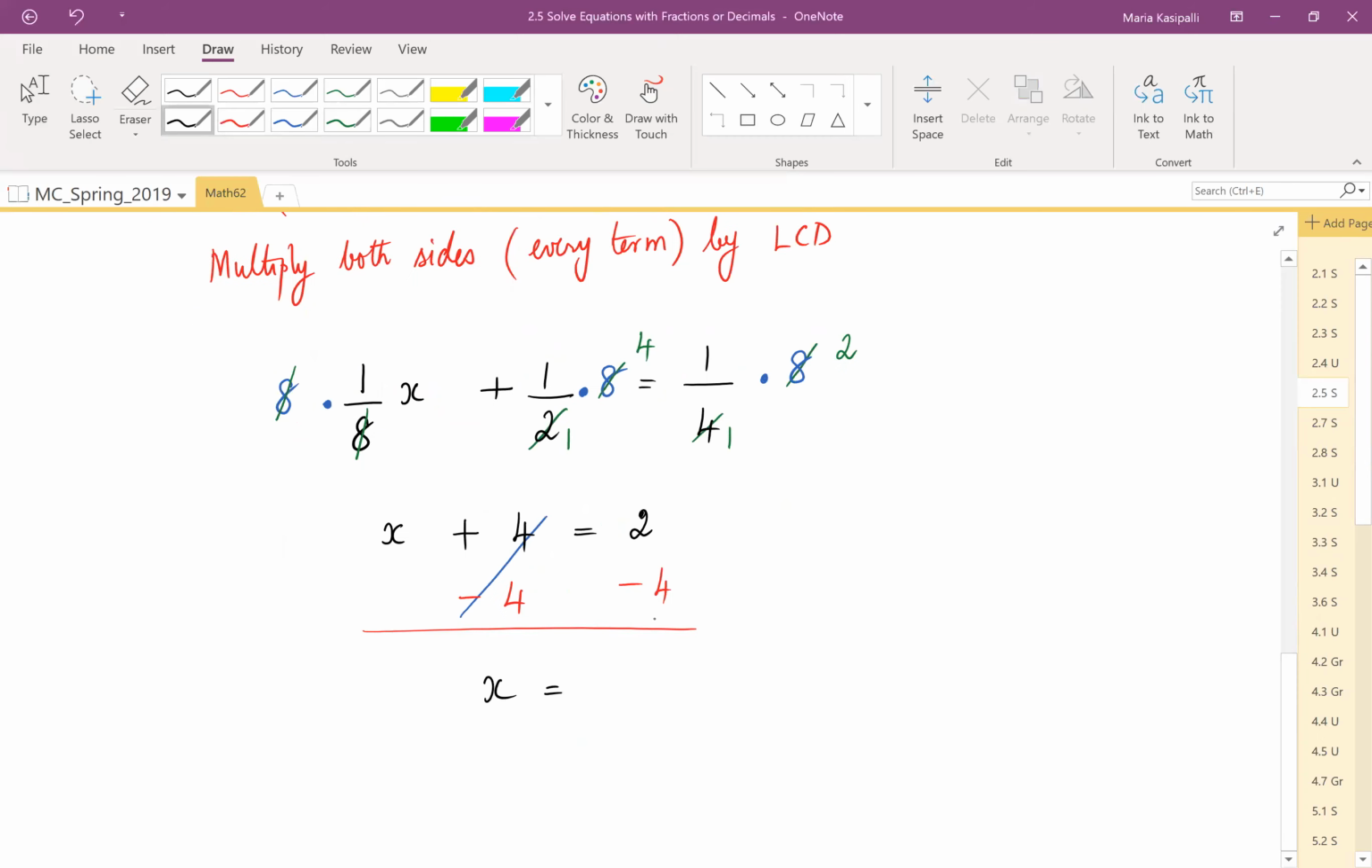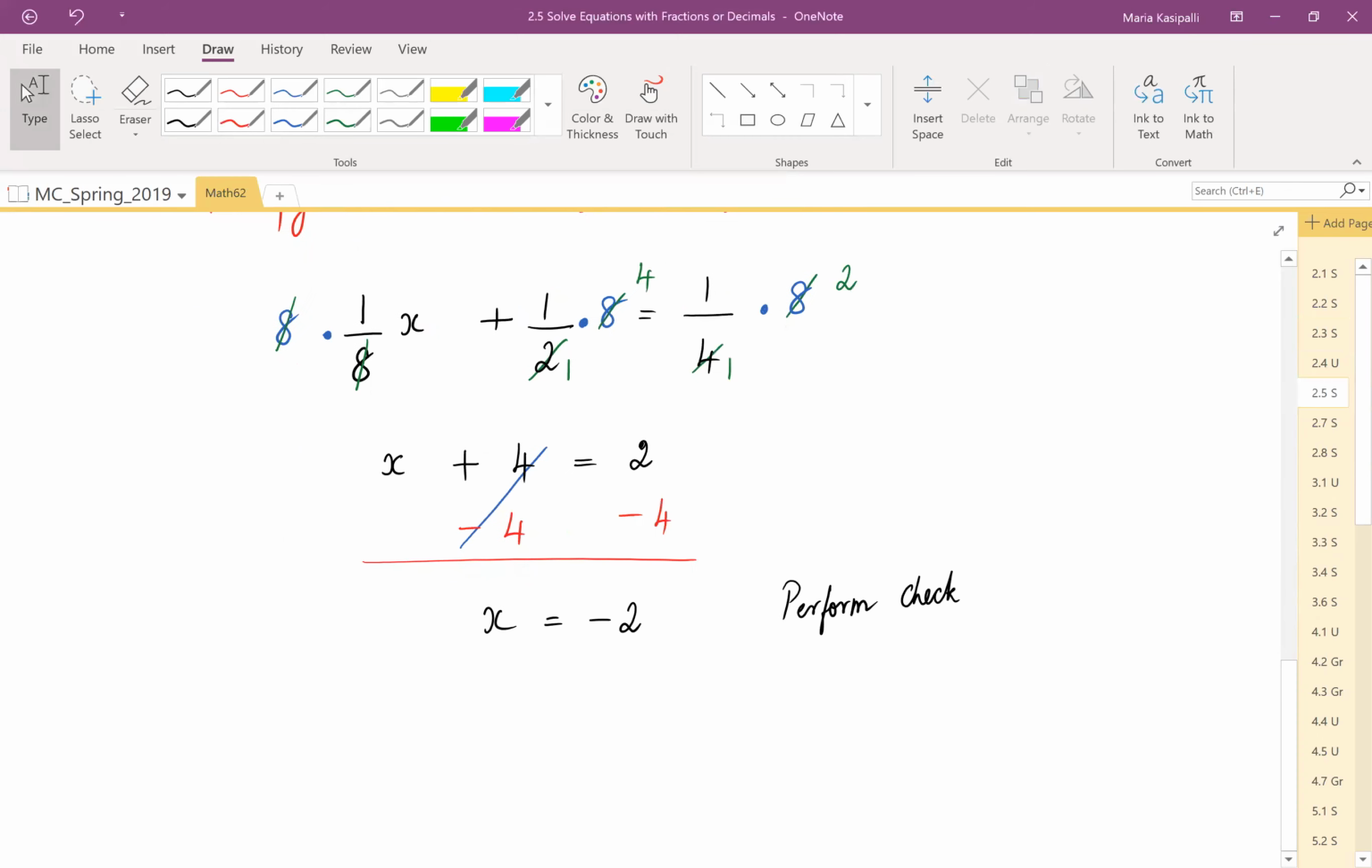X equals 2 minus 4, negative 2. Again, I insist that you perform the check. And upon checking, we will know that x equals negative 2 is the answer. But we also know it because we did the same problem in method 1 and we got x equals negative 2. You should get the same answer no matter what method you choose.